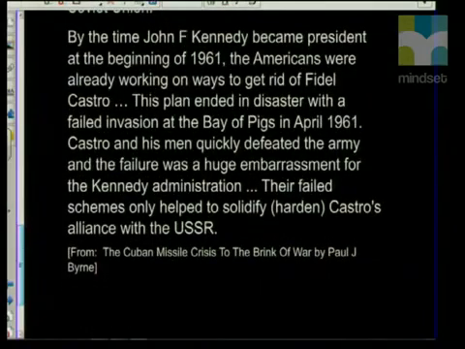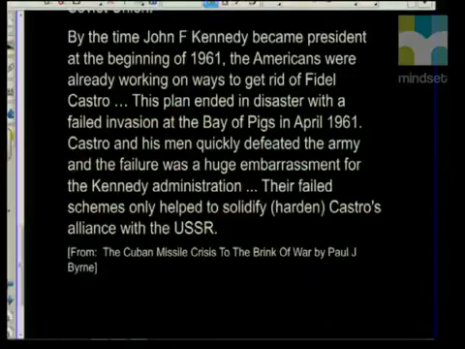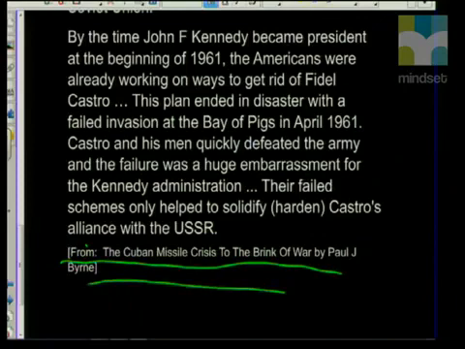And then at the end, it does give you a source where it comes from. It says, from the Cuban Missile Crisis to the Brink of War by Paul J. Byrne. Now, historians don't stress about that. That is not the information at the bottom of the source. I'm just going to underline it so that you can all see what I'm talking about. This is not the information that you will be using when you are analyzing your sources. Because later on you might be asked questions like, is this a biased source? Or who wrote the source? Please don't say that this source was written by Paul J. Byrne, because it was not.